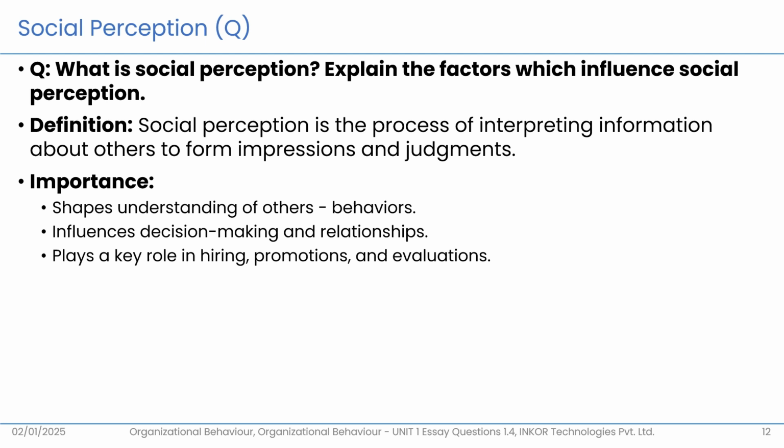Social perception involves evaluating others based on appearance, behavior, and interactions. For example, a manager may judge an employee's performance based on verbal and nonverbal cues. Such perceptions guide decisions related to hiring, promotions, and resolving conflicts.